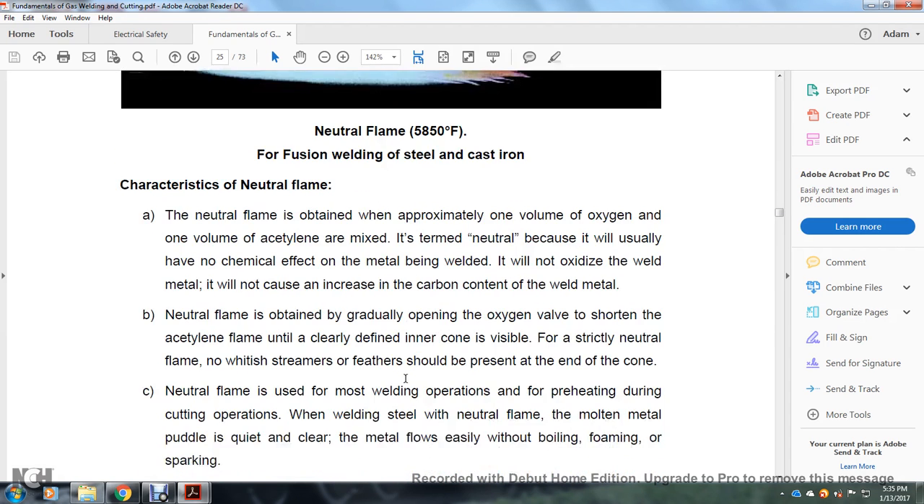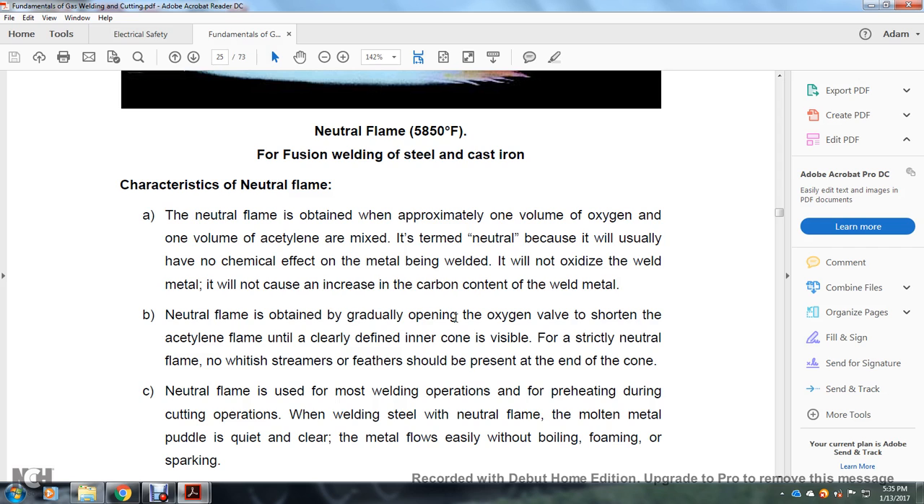Characteristics of the neutral flame. The neutral flame is obtained with approximately 1 volume of oxygen and 1 volume of acetylene as mixed in the torch. It is termed neutral because it usually has no chemical effect on the metal being welded. It will not oxidize the weld metal. It will not cause an increase in the carbon content of the welded metal.